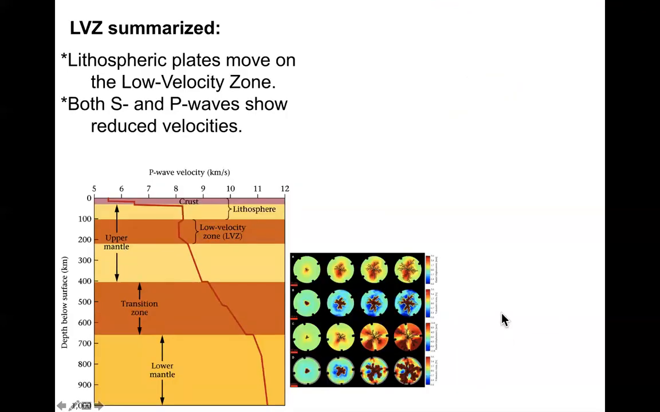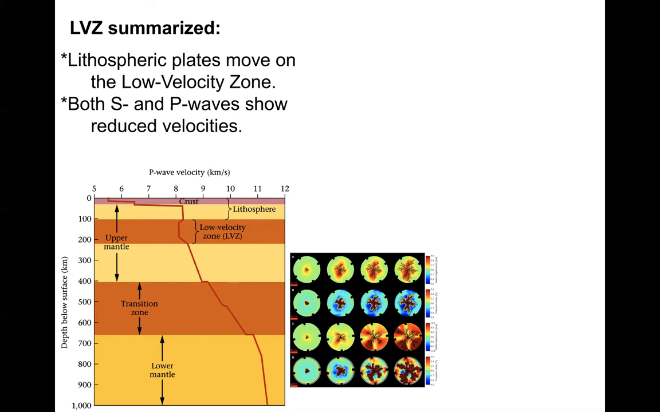So if I'm going to summarize the low velocity zone, I just want to remind you of these points. Lithospheric plates are rigid, they are a mechanical layer, and they are moving on top of the asthenosphere. The asthenosphere is marked by having a low velocity zone at its top, as well as a zone where we see more continuously increasing wave velocity, suggesting increasing density.